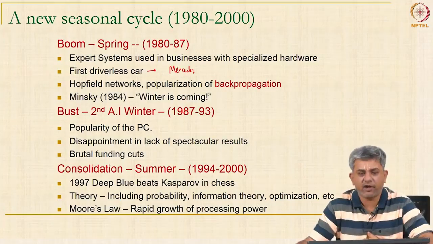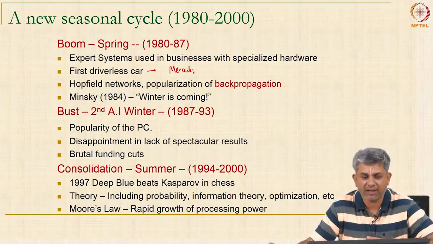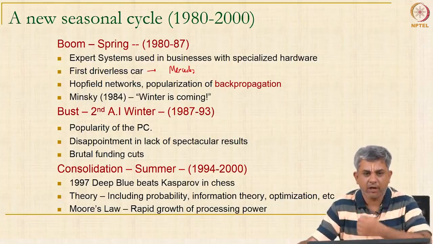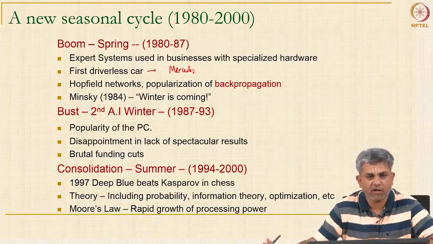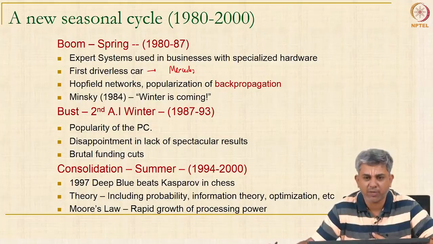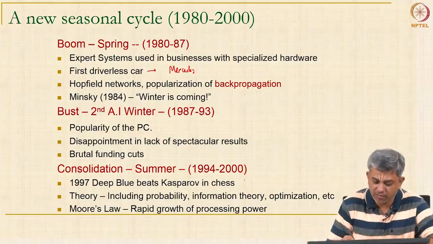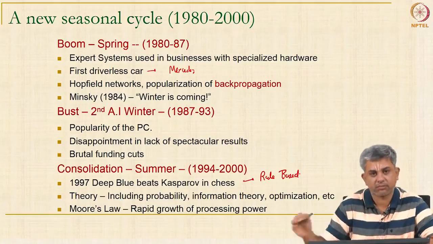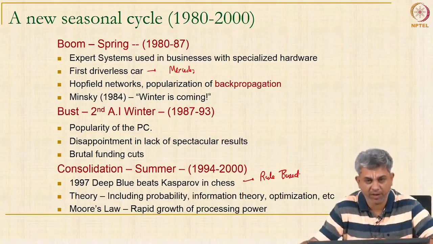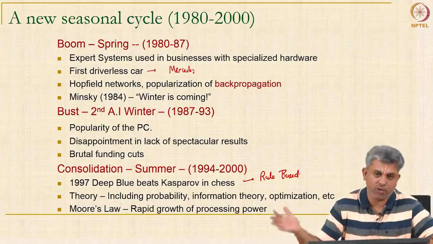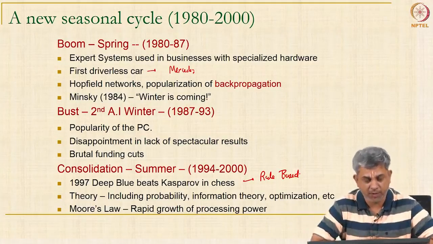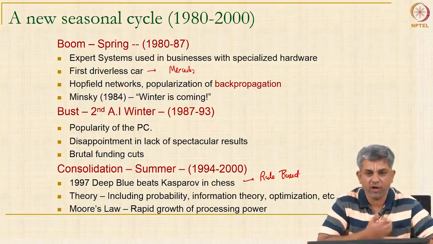Now between 94 and 2000 people got a little bit smarter, and there was a long period of consolidation. Some of you might recall or you might know that in 1997 IBM's Deep Blue beat Kasparov in chess. This was still a rule based system, it is not a machine learning system. A machine learning system playing chess has come only last year, again by Google's people, an extension of AlphaGo, I think it is called AlphaZero.